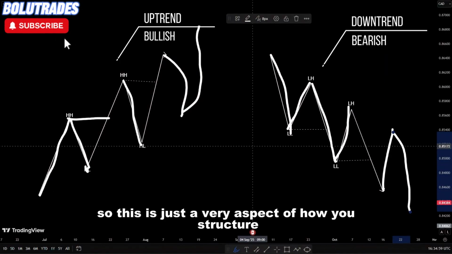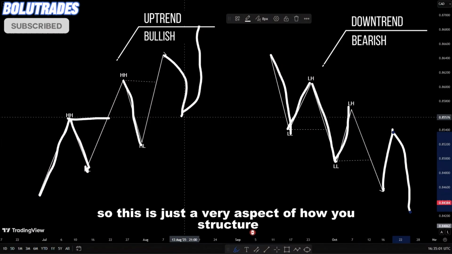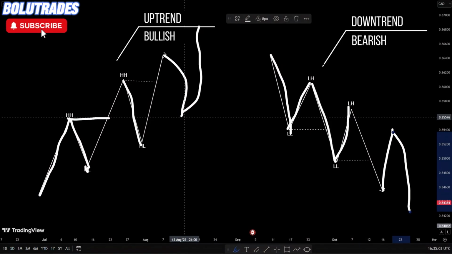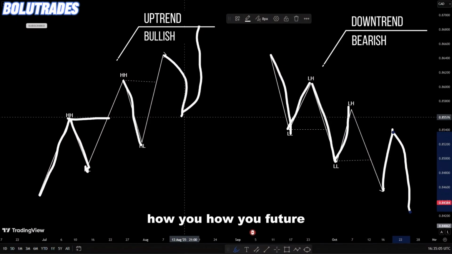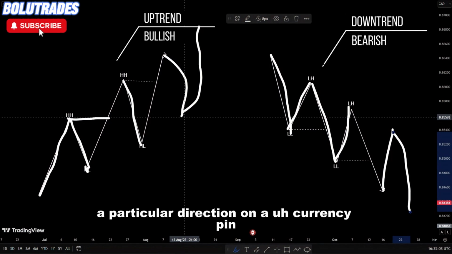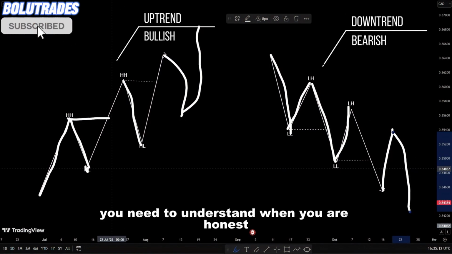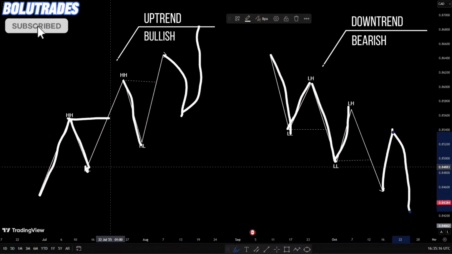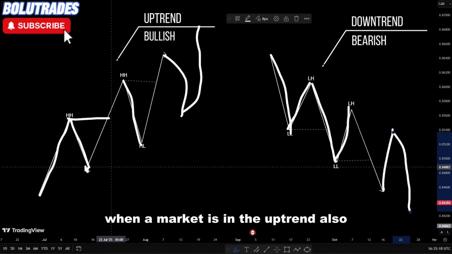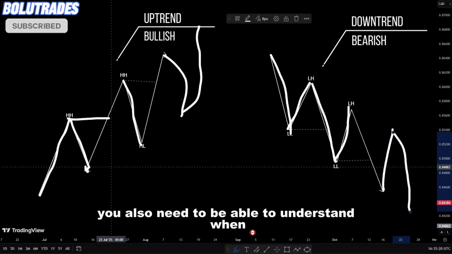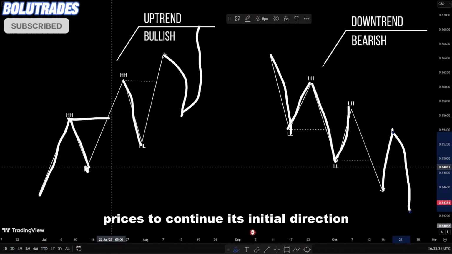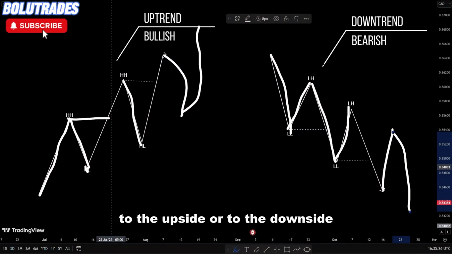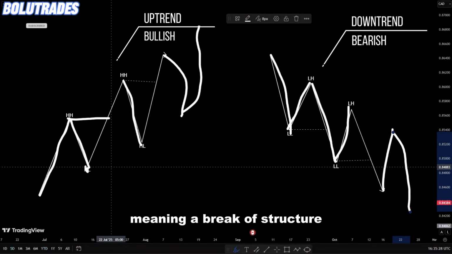So this is just the theory aspect of what market structure looks like, how you picture a particular direction on a currency pair. This is exactly how it looks. You need to understand where your higher high or your higher low is when the market is in the uptrend. Also, you need to be able to understand when price is continuing its initial direction to the upside or to the downside, meaning a break of structure.